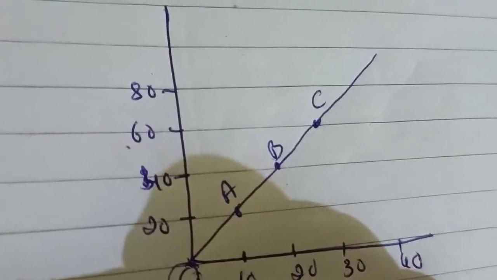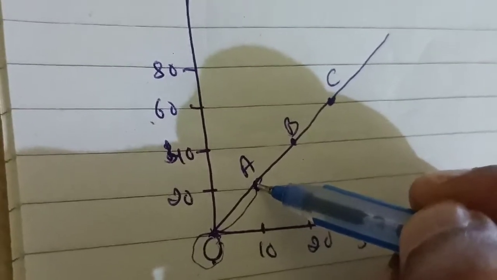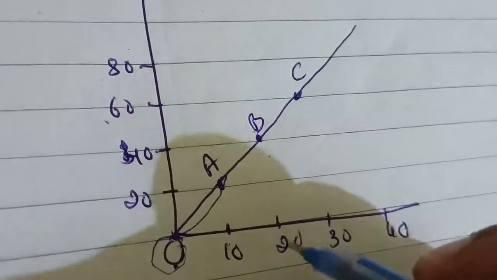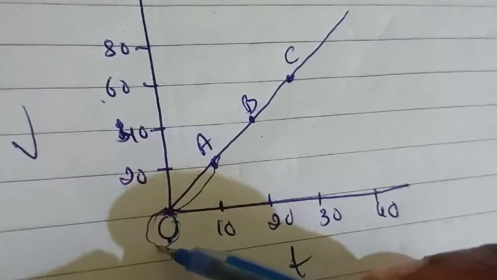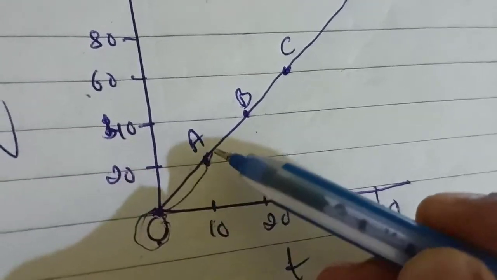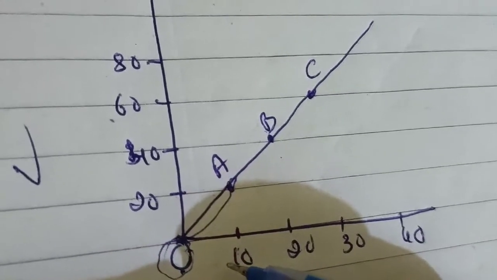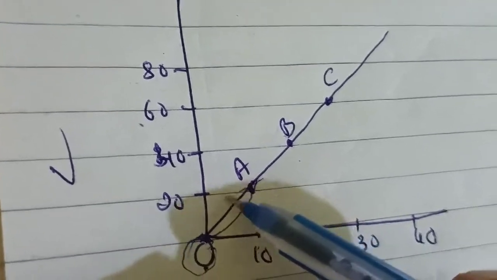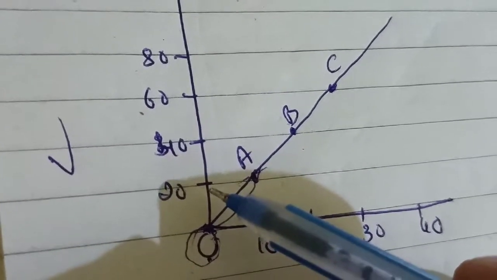Okay, it reaches point A. Within what time? Within 10 seconds. So this is your time and this is your velocity. The car from the origin moved to point A and reached point A within 10 seconds. So what is the velocity at point A? It is 20 meter per second, isn't it?